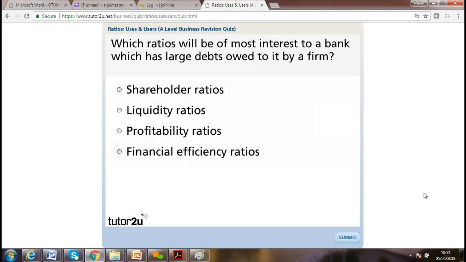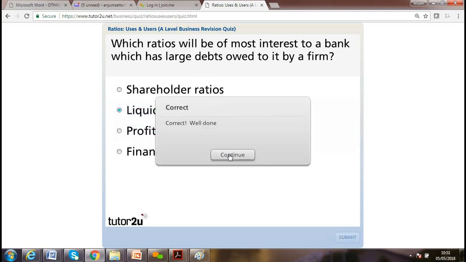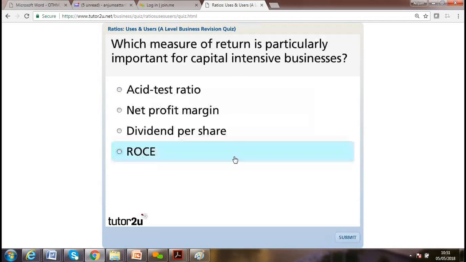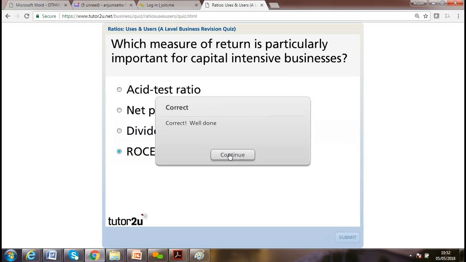Which ratios will most interest the bank? Is it profitability ratios, financial ratios, liquidity ratios, or shareholder ratios? I think liquidity ratios. Ratios assess financial position by comparing two sets of linked data. Okay, which measure of return is particularly important in a capital intensive business? Capital intensive is, I think, ROCE. Well done, return on capital employed.